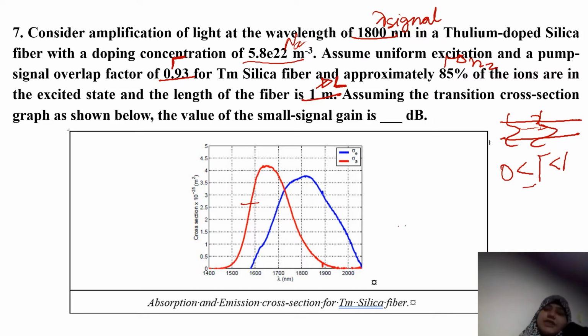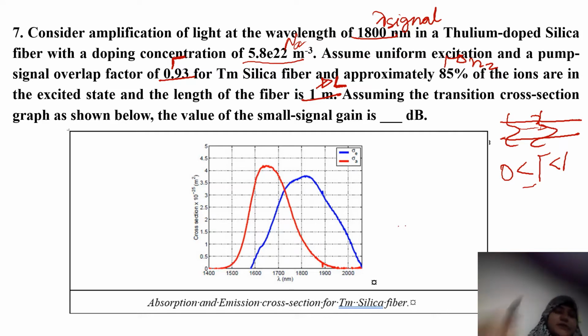We have to assume that the transition cross-section includes both the emission as well as the absorption cross-section. The transition cross-section graph is shown below. So we have to find the value of the small signal gain, and that too in dBs. So we should convert this log factor. We'll have some exponential, we'll convert the exponential into log, and then we'll have to convert that log factor into dBs, which we have learned how to do.